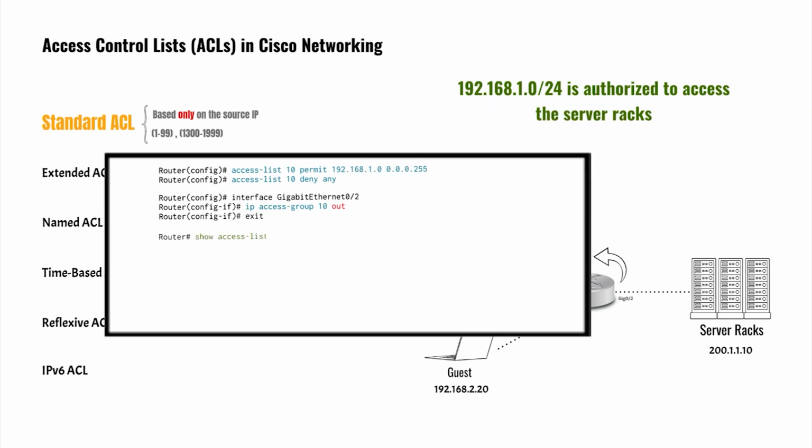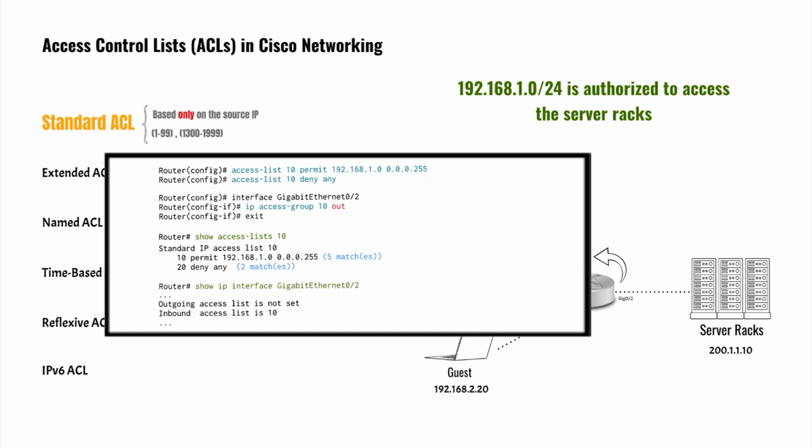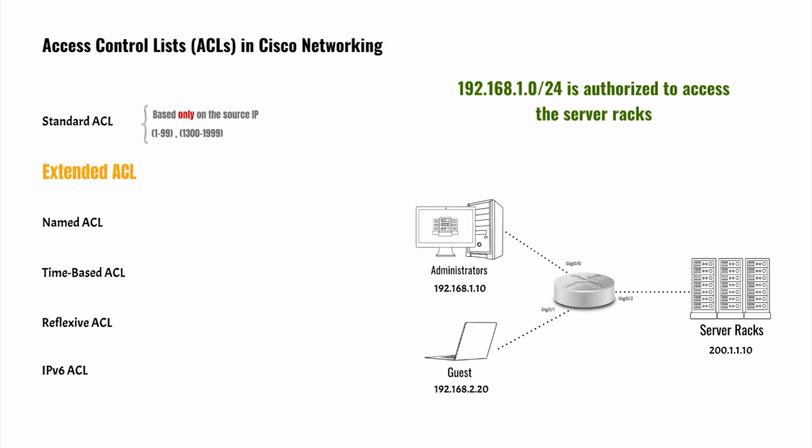The Show Access List 10 command displays the details of ACL 10, listing its rules, permitted and denied traffic, and the number of times each rule has been matched. This helps in verifying the ACL's effectiveness. The Show IP Interface Gigabit Ethernet 0/0 command provides information about this interface, including its IP address, operational status, and whether an ACL is applied.